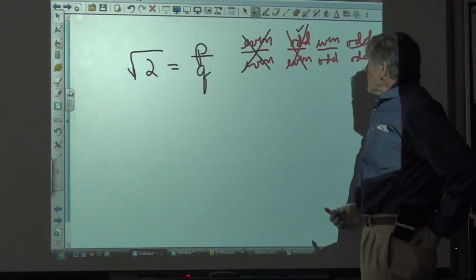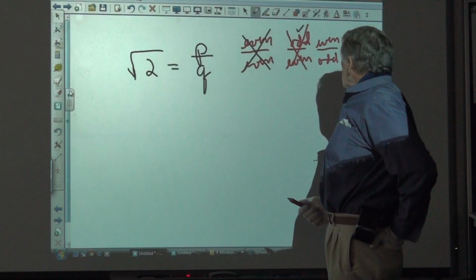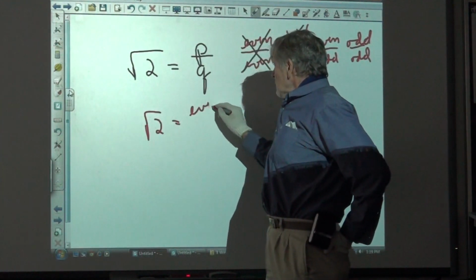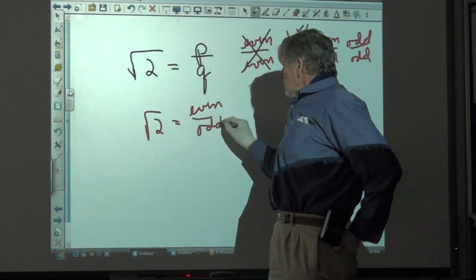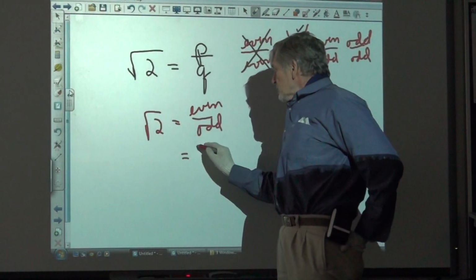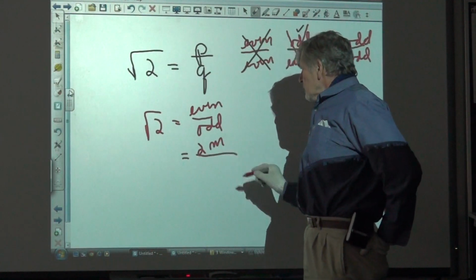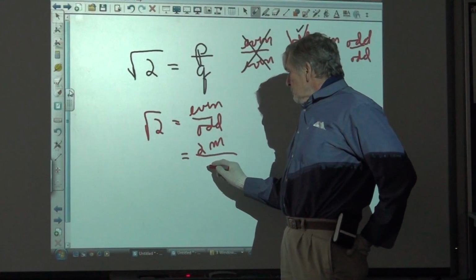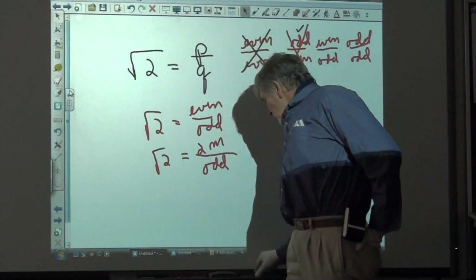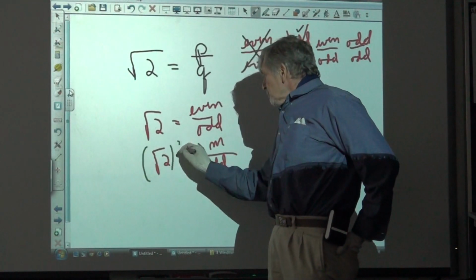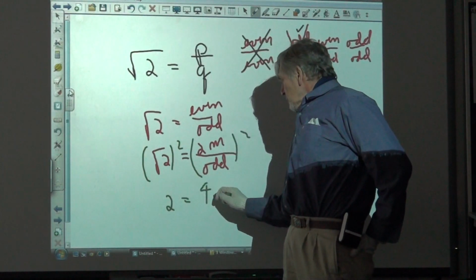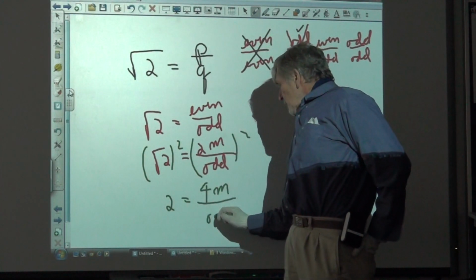Now let's assume even over odd. Square root of 2 is an even number over an odd number. Now an even number can be expressed as twice some other number, no matter what it is. And so the odd number remains odd, the square root of 2. So now we square both sides, and we get that 2 is equal to 4 times some number undesignated over odd squared.